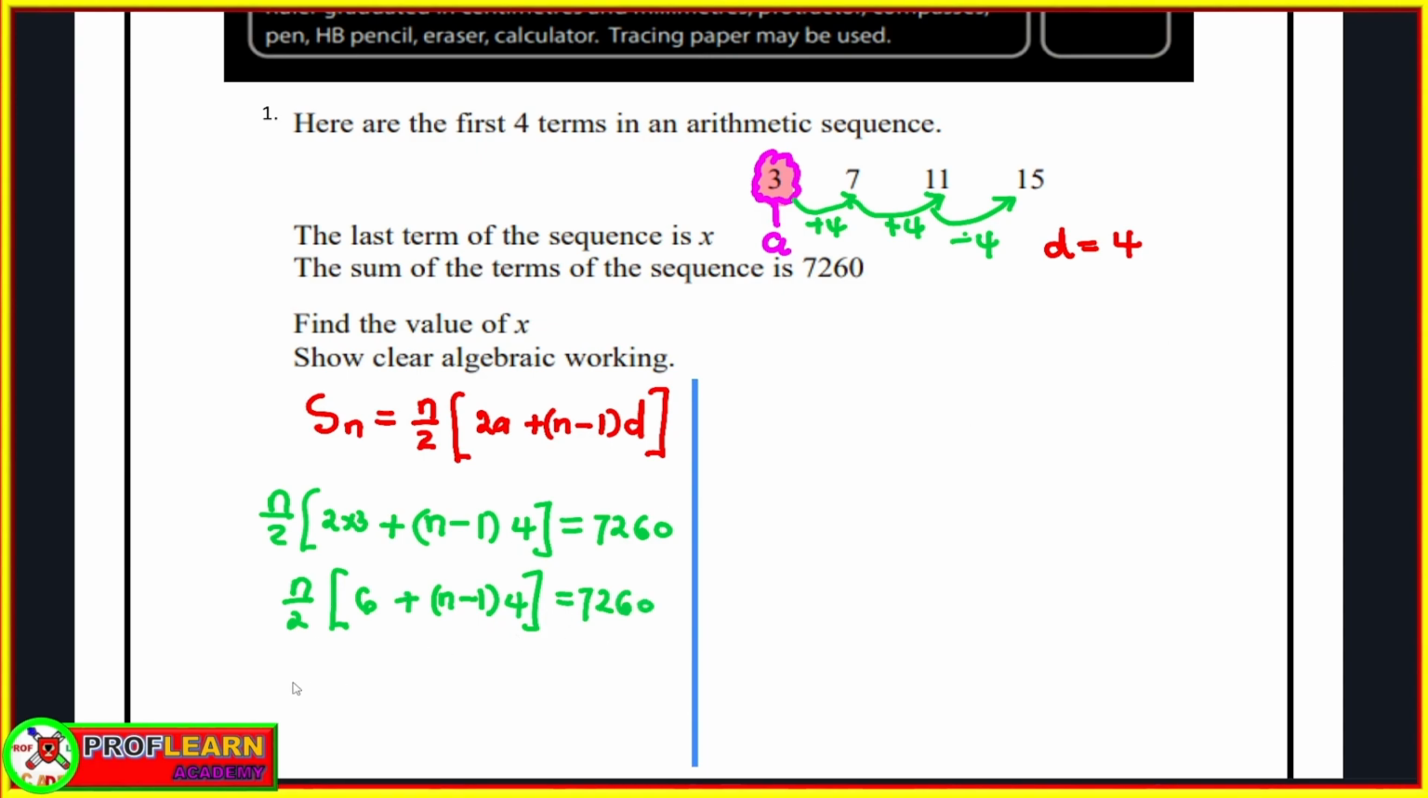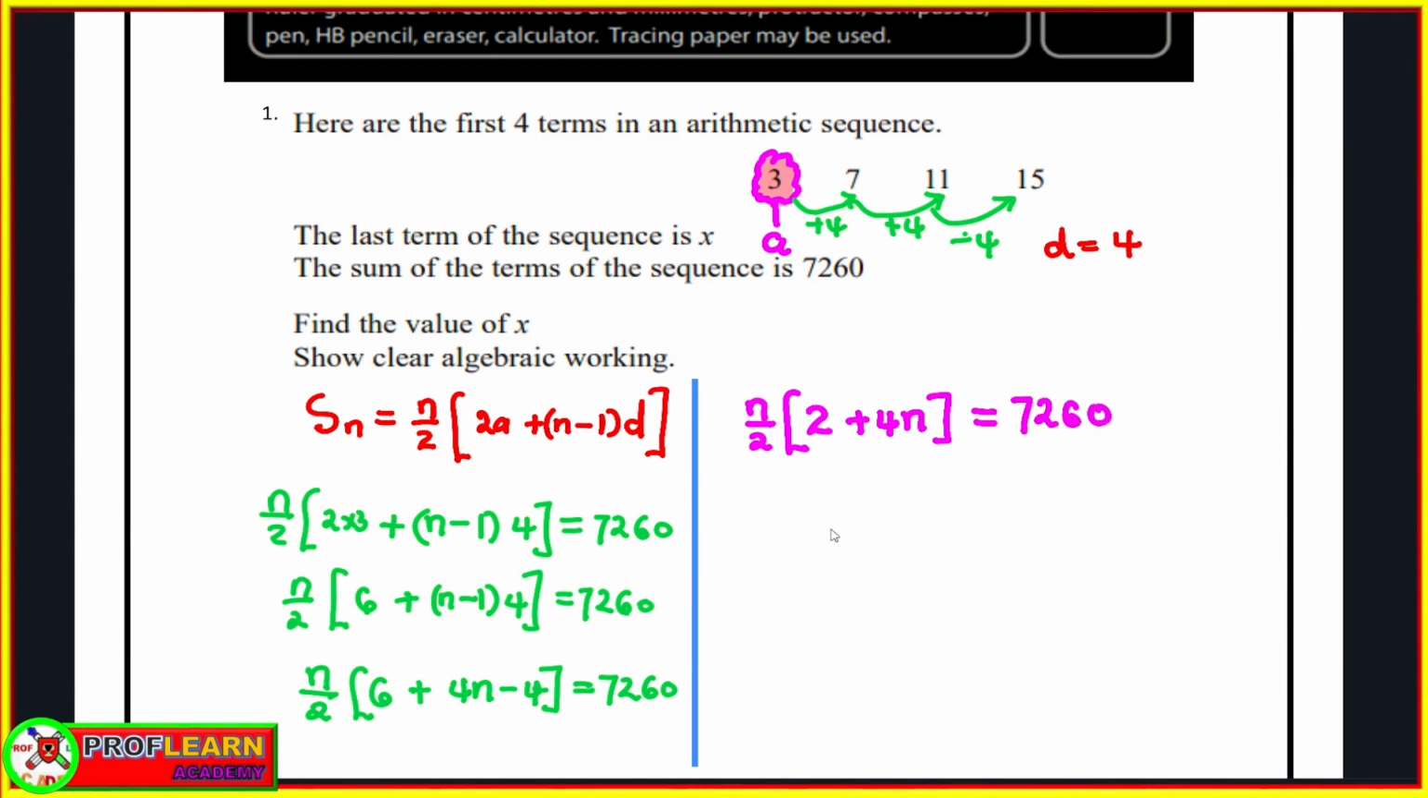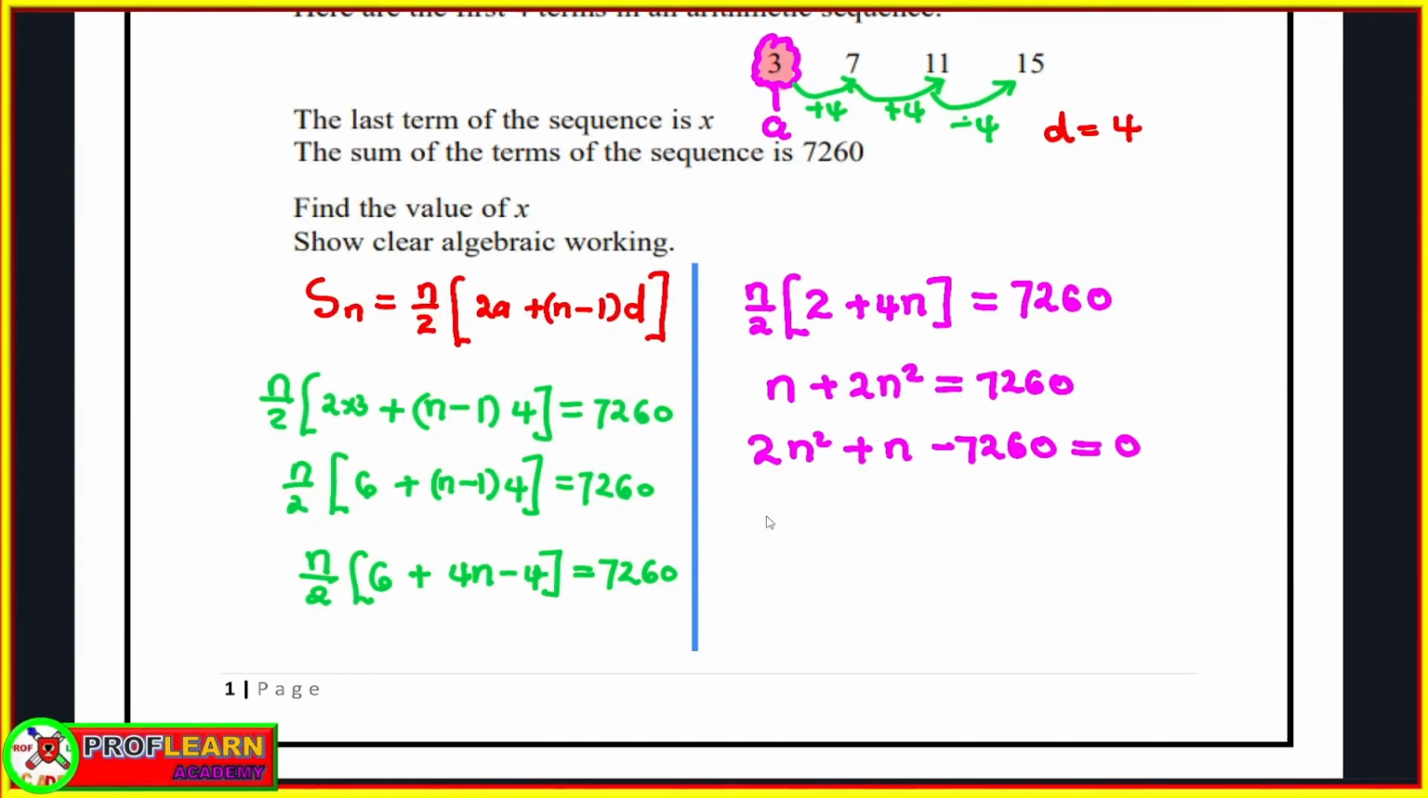Then if we simplify what's inside the bracket, we're going to have this as, then if we multiply both sides by 2, we're going to remain with that, and now we have a quadratic equation which can be solved either by completing the square method, or you can use the quadratic formula for simplicity. So in this case, let us use the quadratic formula in order to solve this.